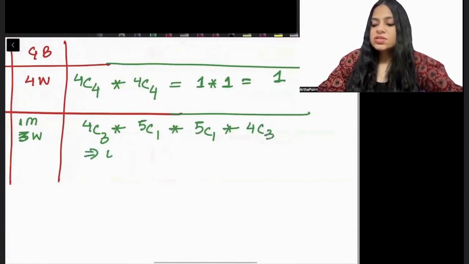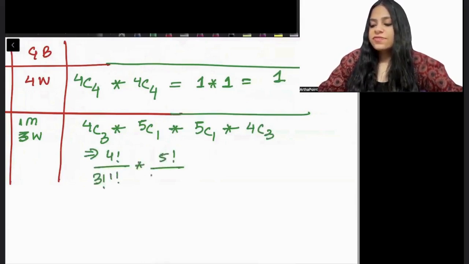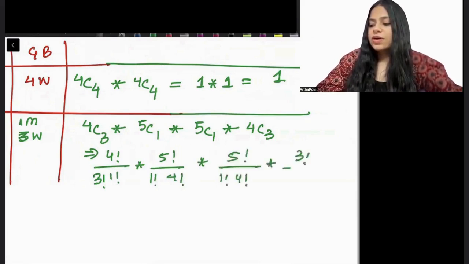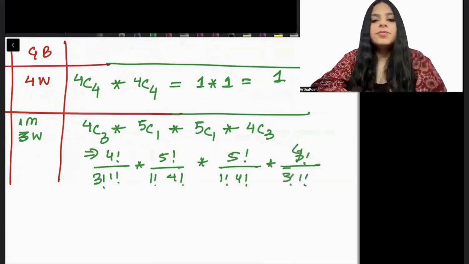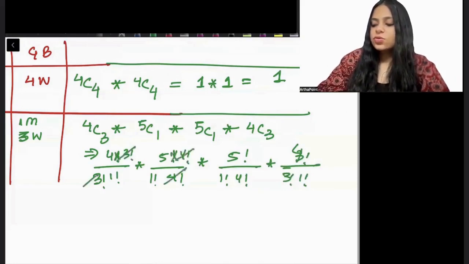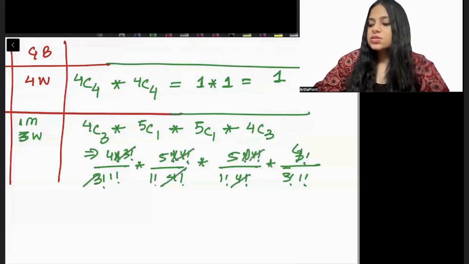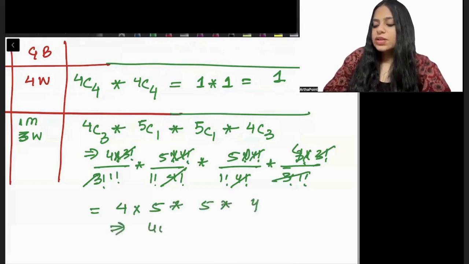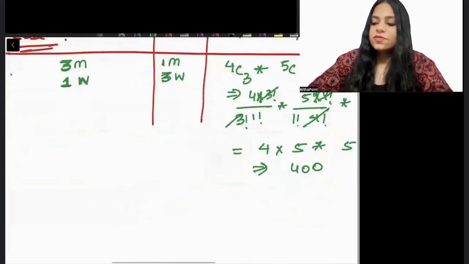So 4C3 means 4 factorial over 3 factorial, 1 factorial. 5C1 means 5 factorial over 1 factorial, 4 factorial. And this is going to be the same, right? So 5 factorial over 1 factorial, 4 factorial, times 4 factorial over 3 factorial, 1 factorial. So when you solve this, this is 4 into 3 factorial. This is 5 into 4 factorial. This is 5 into 4 factorial. And this is 4 into 3 factorial. So you will get 4 into 5 into 5 into 4. So 20 into 20, that means 400. So you will be getting 400 here.